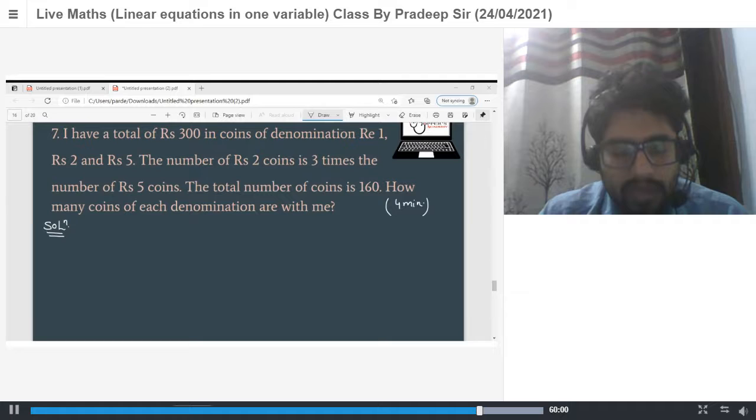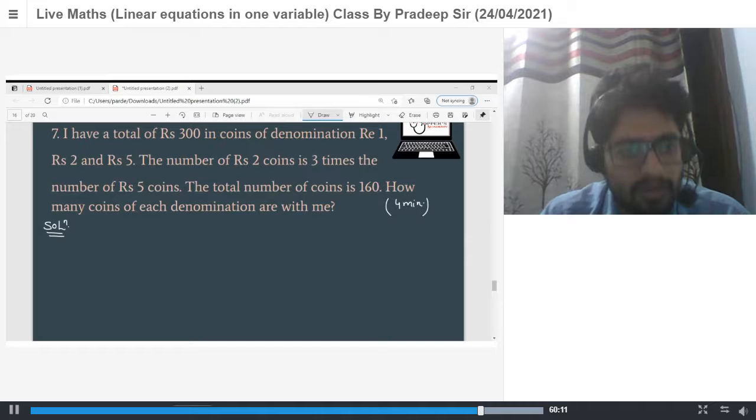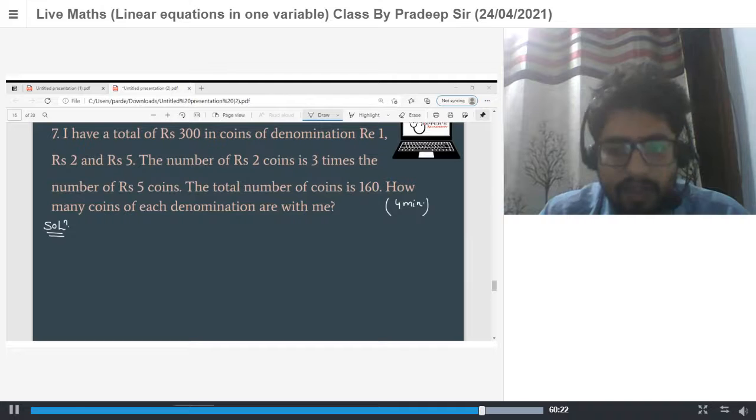What will be our assumption here? We'll assume the number of coins of 5 rupees is x. Why? Because we have the relation of the number of coins of 2 with the number of coins of 5, and the total number of coins we have is 160.